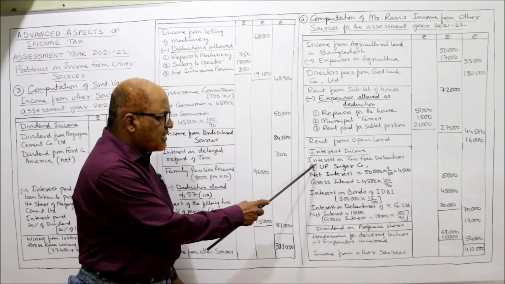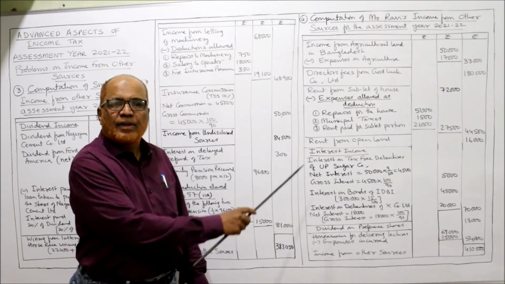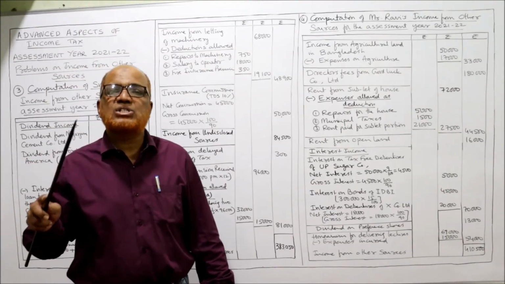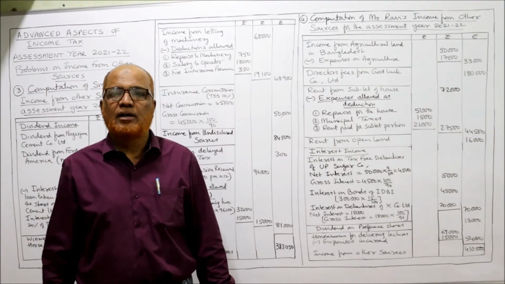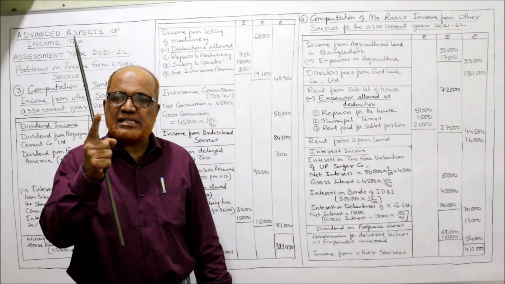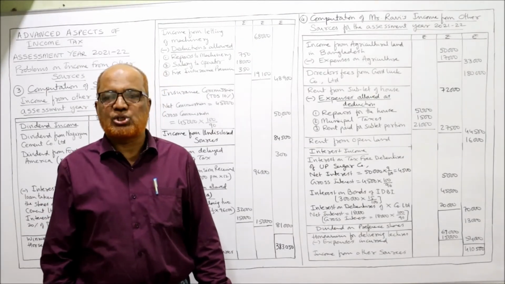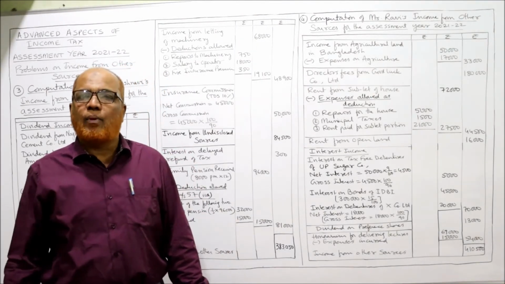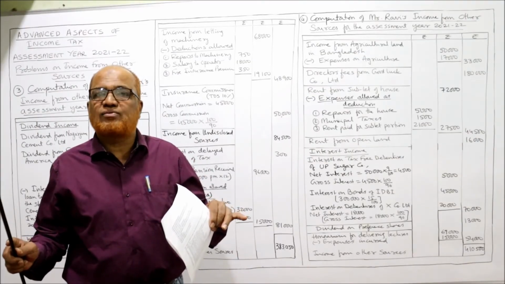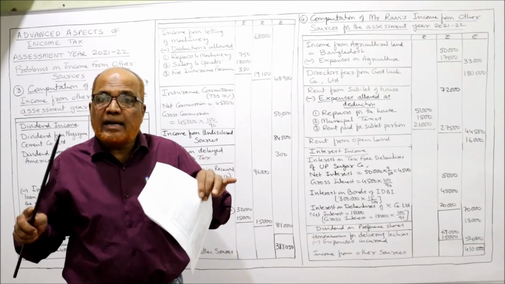What is the difference between this first interest and second interest? The first interest is given as tax-free commercial security, so first calculate net interest, second calculate gross interest. Whereas in case of IDBI bonds, it is not given tax-free, so it is called less tax.